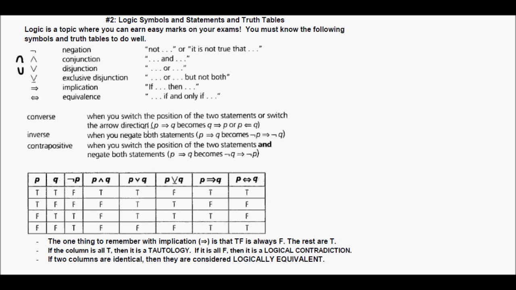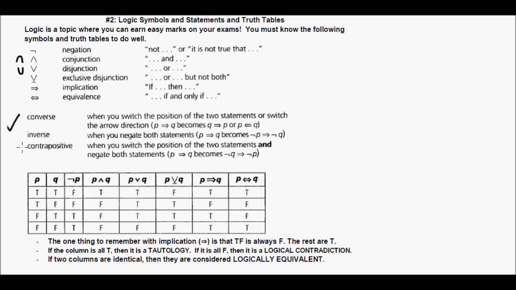A converse, if you have an implication, is when you just switch them. So like P then Q becomes Q then P. Inverse means that you negate them both. Contrapositive means that you switch the statements and then you negate them both. You have to memorize this.